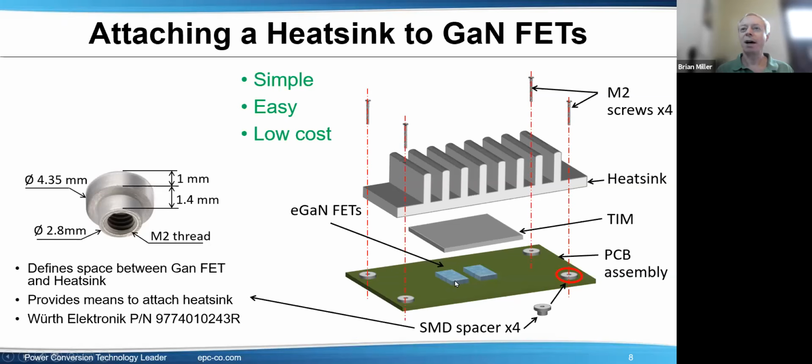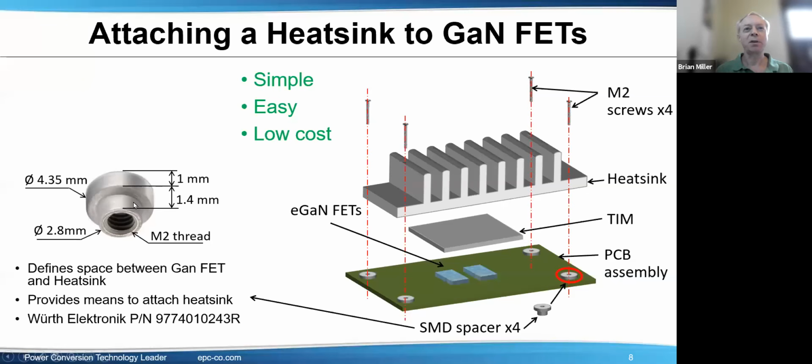Here's a board. The green is a circuit board. The blue would be the GaN FETs, just like in the previous diagram, put somewhat close to each other, typically in pairs, could be half bridge, could be independent. And a heat sink on top. A few different things: these little screw holes here are actually used as spacers.